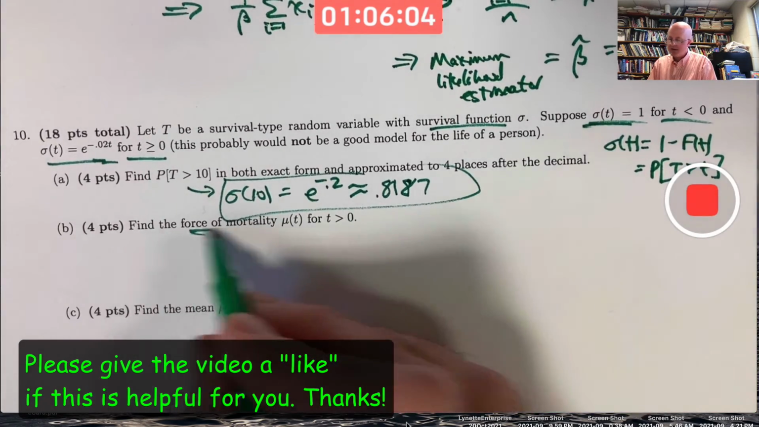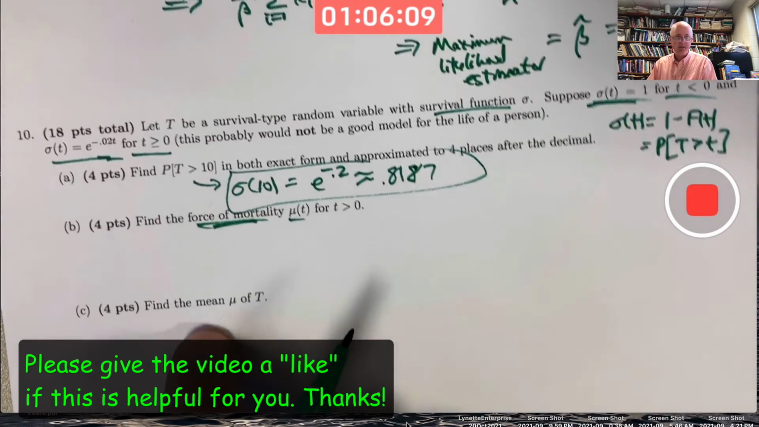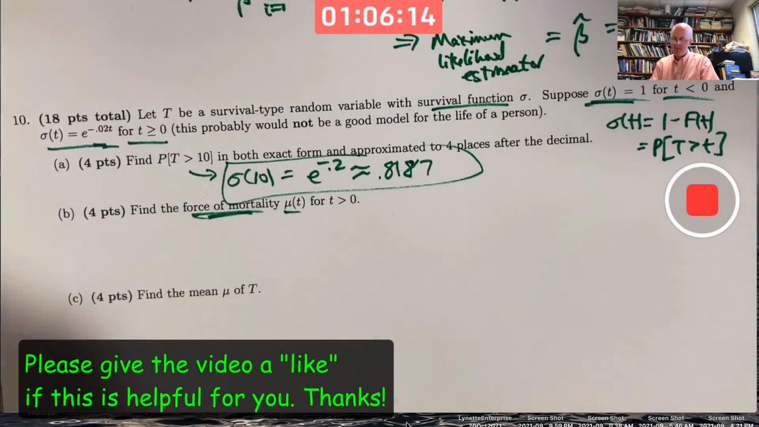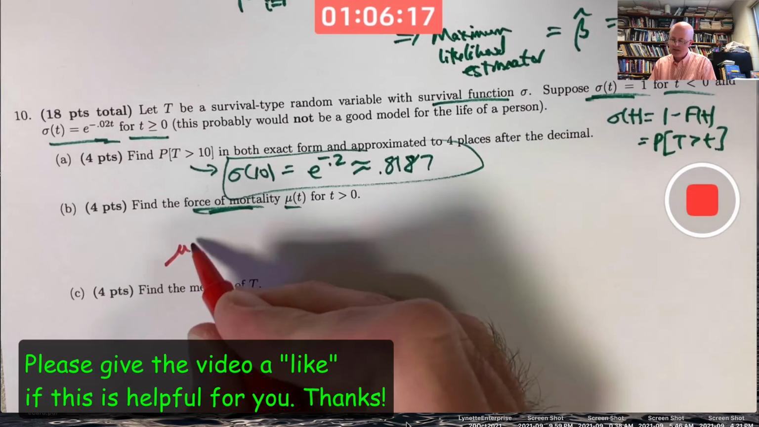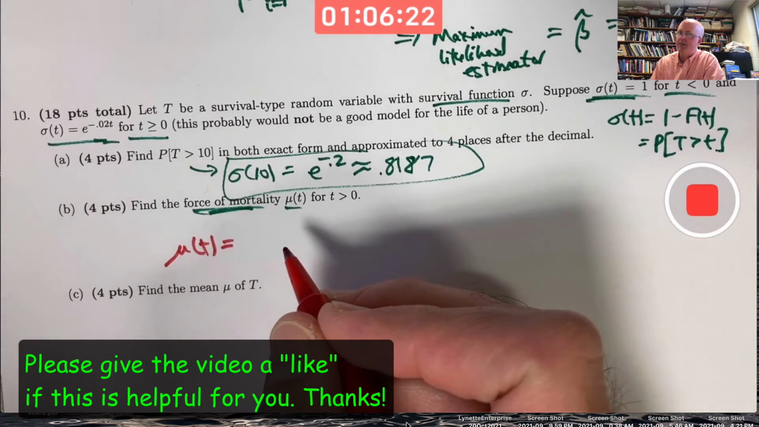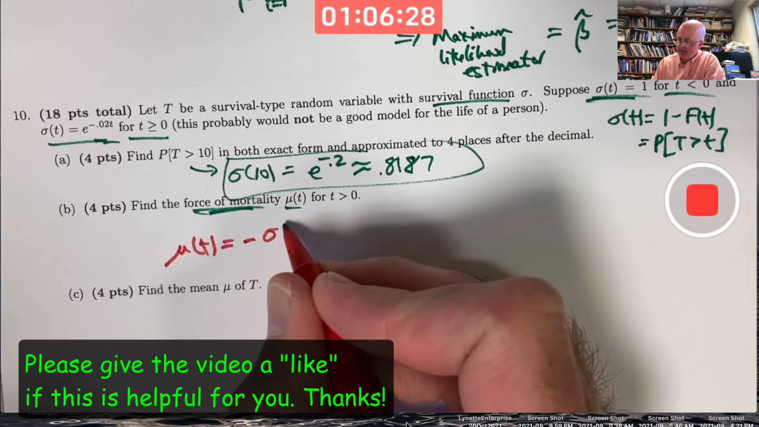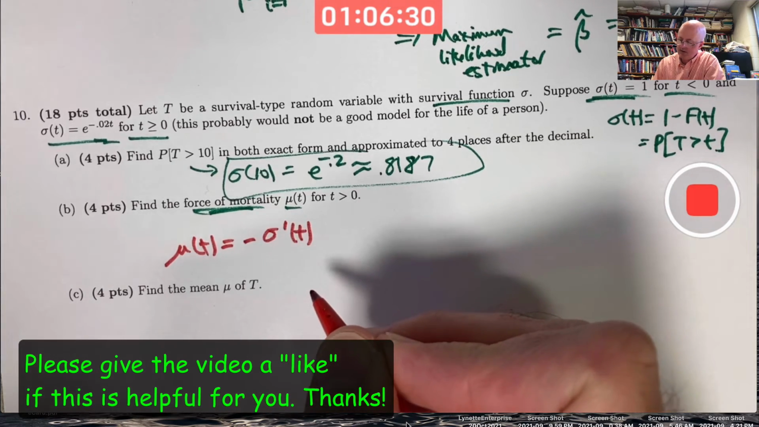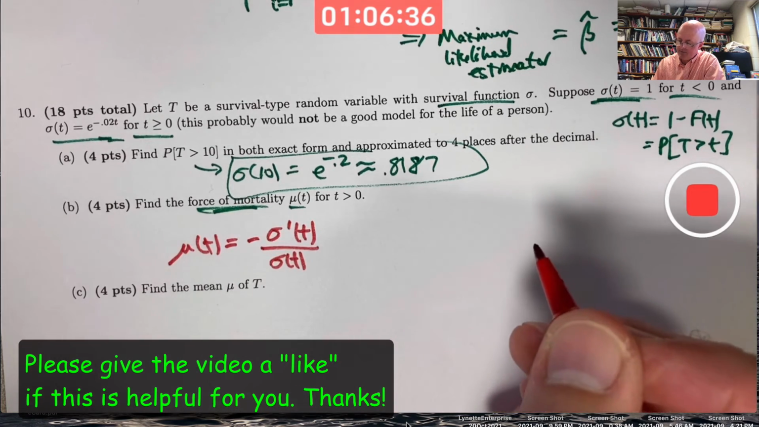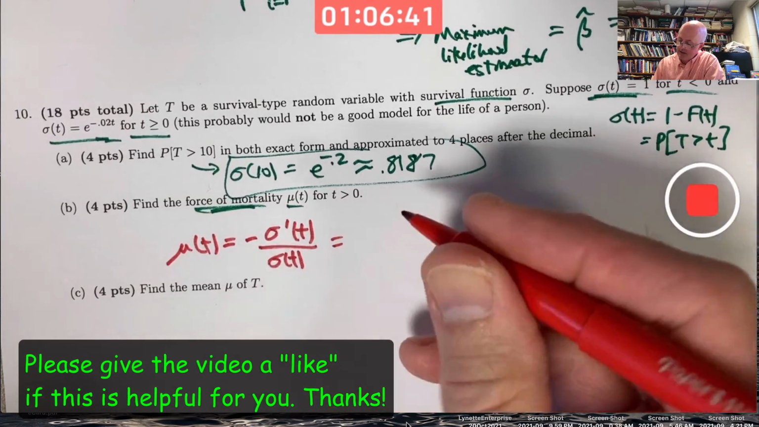Part B, find the force of mortality, mu of t. Mu is not a mean. So unfortunate with this notation here. There is going to be a mean in part C, but force of mortality is not a mean. My students know it's defined to be the relative rate of decay of the survival function. It's a relative rate of decay because we use a negative sign and a derivative. It's a relative rate of decay because we also divide by the survival function itself. This does end up being a positive quantity, though, because two negatives make a net positive.